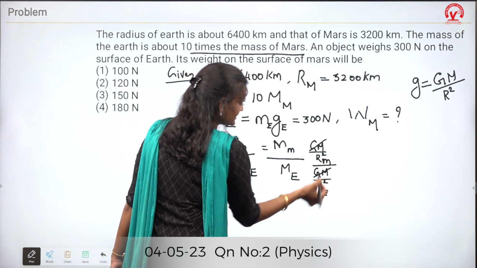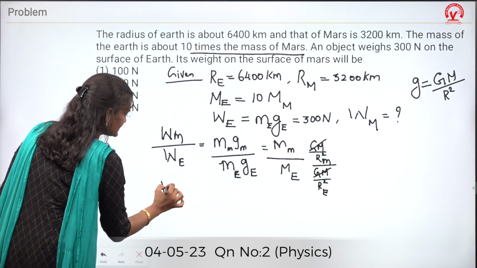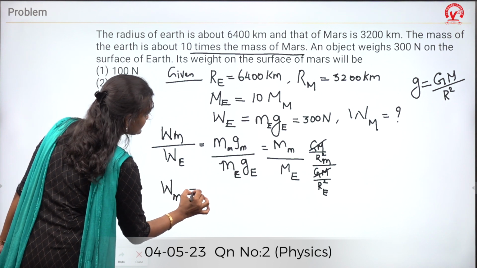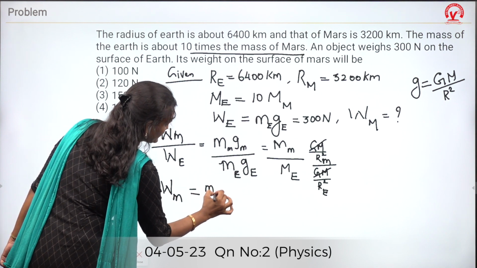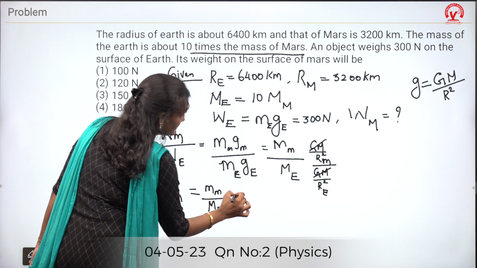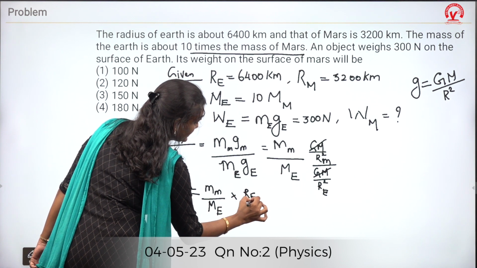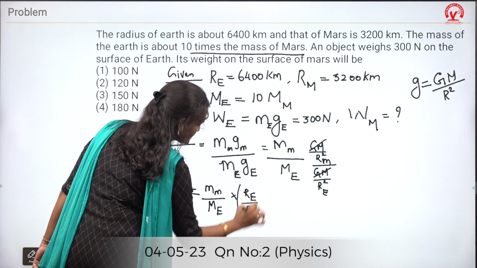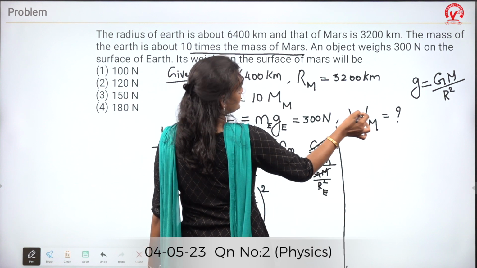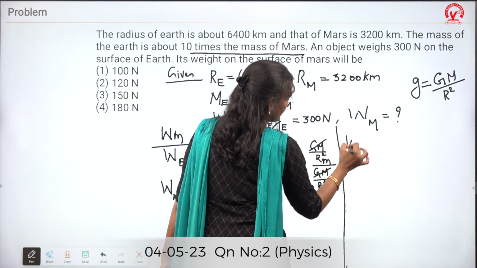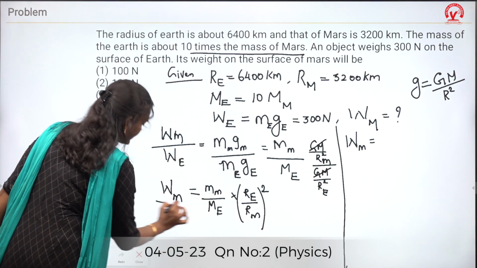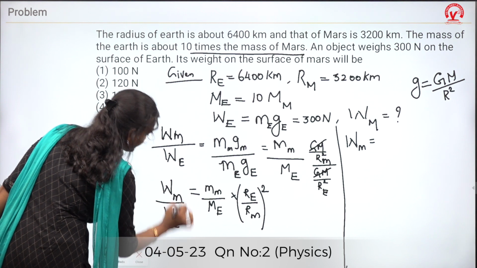Now this GM gets cancelled and this equation can be written as: weight of mass m is equal to m divided by Me, that is mass of earth, into Re divided by Rm, the whole square. And now our aim is to calculate what is the weight on Mars.